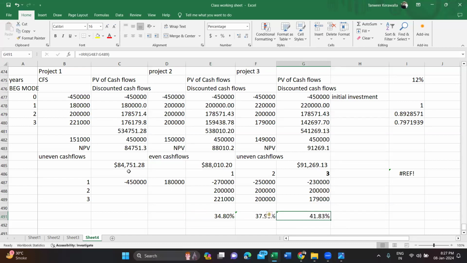Always, the highest NPV will give you the highest IRR, in both the modes, begin and end mode, right? So whether you follow begin or end mode, the NPV and IRR will evaluate the same project as the best project. So which is the best one here? This one, project number three.